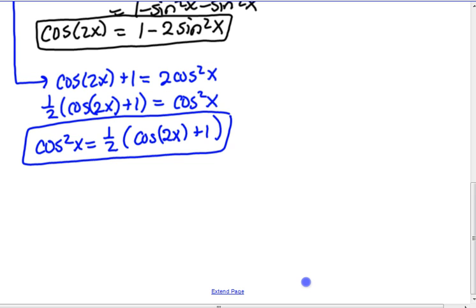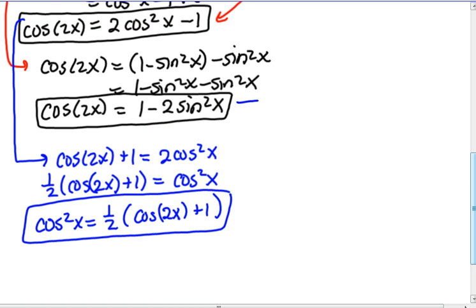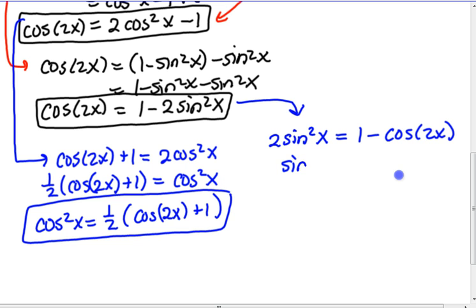And then the last one is sine squared of x. So now we're going to take this one right here and solve that for sine squared of x. So I'm going to add 2 sine squared of x to both sides, giving me a positive 2 sine squared of x on the left-hand side of the equation, and subtract cosine of 2x from the left-hand side, giving me 1 minus cosine of 2x on the right-hand side. So hopefully you can see what I did there. Add 2 sine squared of x to both sides, subtract cosine of 2x from both sides, and then just multiply by 1/2, and I get sine squared x is equal to 1/2 times 1 minus cosine of 2x.